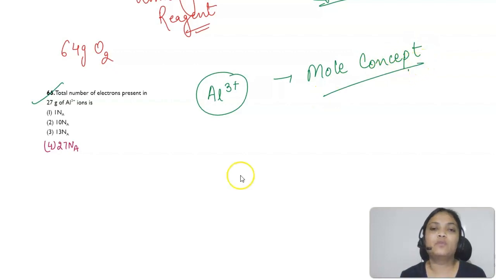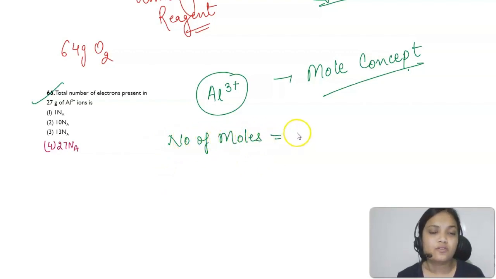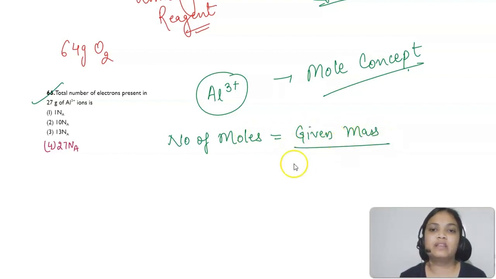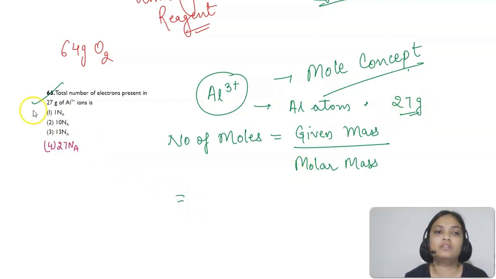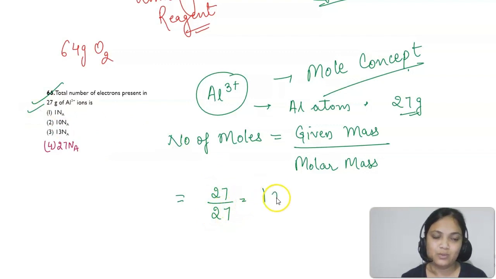Okay. And in the mole concept, students, first of all, I have told you we will be finding out the number of moles. So do you remember what is the formula for number of moles? Number of moles is equal to given mass divided by the molar mass. In this case we are talking about aluminium ions, so we will be taking the mass of the aluminium atom only, meaning the atomic mass, which is 27 grams. Okay, gram atomic mass is 27 grams. So for number of moles, given mass is 27 and molar mass is also 27, so it's 1 mole.